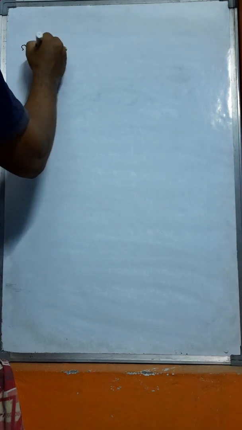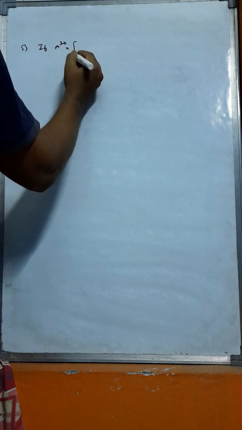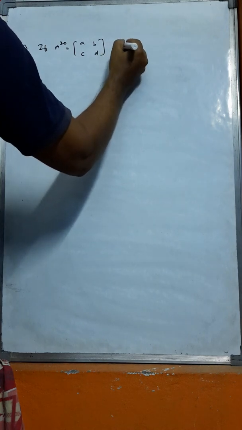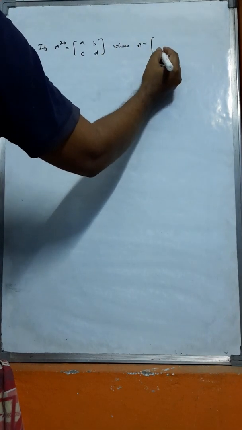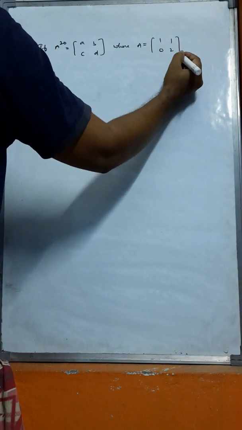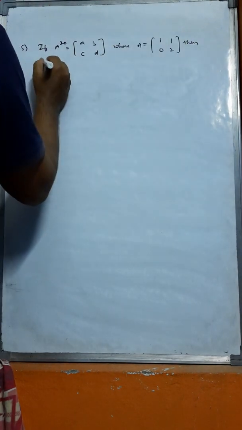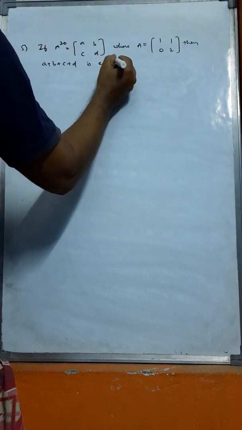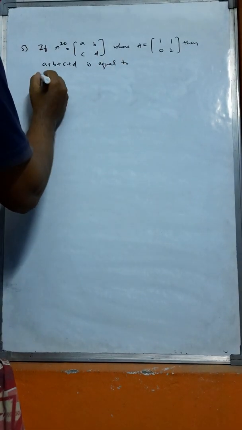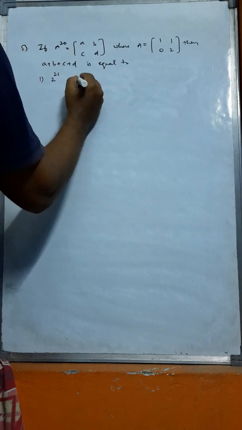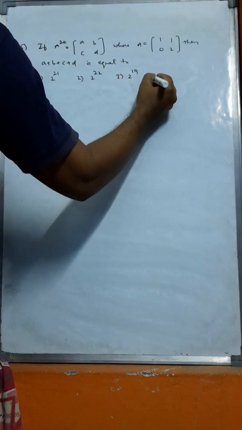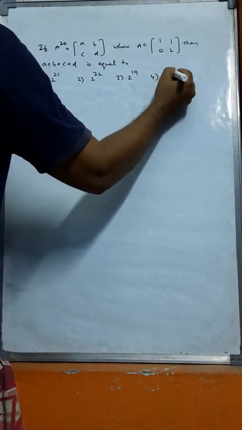Next problem, the fifth problem. If A to the power of 20 is equal to the matrix a, b, c, d, where A is the matrix 1, 1, 0, 2, then a plus b plus c plus d is equal to: the first one is 2 to the power of 21, second one 2 to the power of 22, third one 2 to the power of 19, the fourth one 2 to the power of 20.